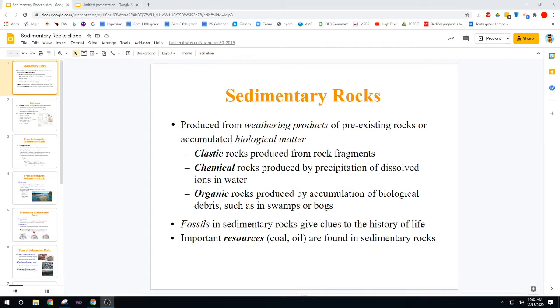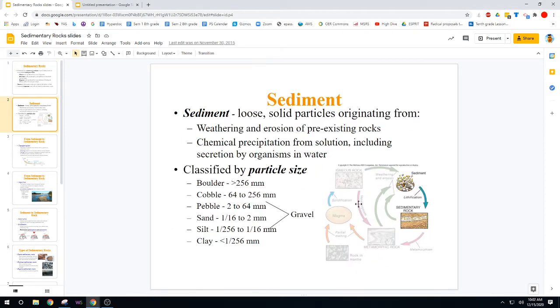Okay, sedimentary rocks. When we take a look at sedimentary rocks, it is produced by the weathering of larger rocks. We have three different types of sedimentary rocks, and these are the three types that you need to know. You need to know clastic is made from rock fragments, chemical, which is something that was dissolved and precipitates out, and organic is life that was left behind. And anytime you hear of coal and oil, you're going to find it in sedimentary rocks.